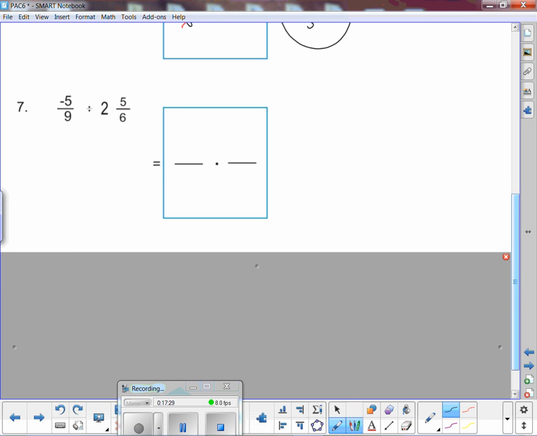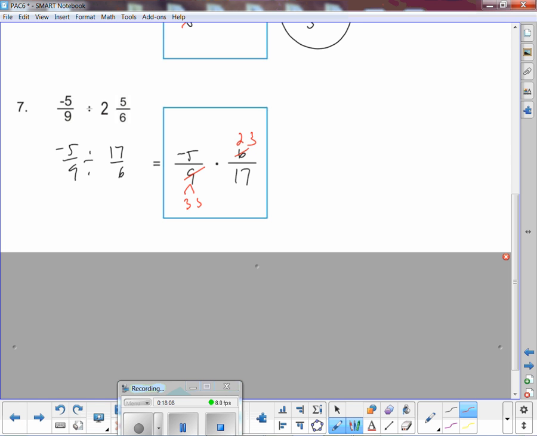So no problem. Oh, the mixed fraction is second this time, right? Not a big deal. Somebody tell me what we get for 2 and 5 sixths. Wyatt? 17 over 6. Great. So again, piece of cake. Leave the first one the way it is. Change the division to multiplication. Flip the second one. And always look to reduce before you multiply. Otherwise, you're wasting time and increasing your chance of getting it wrong.